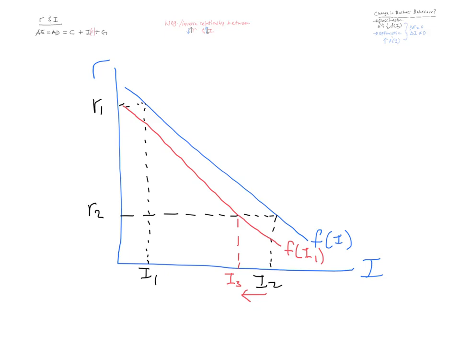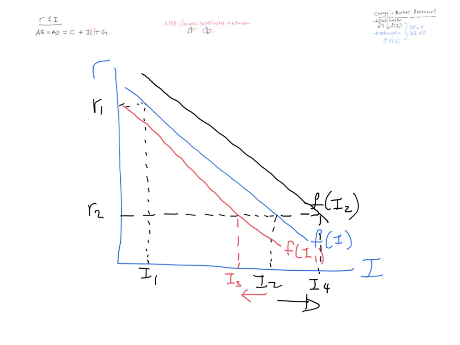On the other hand, if they were more optimistic, the investment function will shift outwards. I'll call that I2. So in this situation, let me just make that a bit longer. In this situation, what will happen at interest rate R2? Well, at interest rate R2, they will now start borrowing money in order to be able to invest I4 amounts of investment.